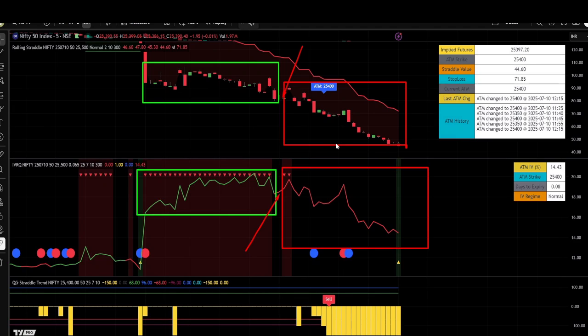So through IVRQ you can pick the timing on where to sell the straddle and where to stay away, because if the straddle is not decaying, you don't need to be in the market, right? Because the straddle can go rapidly one side.